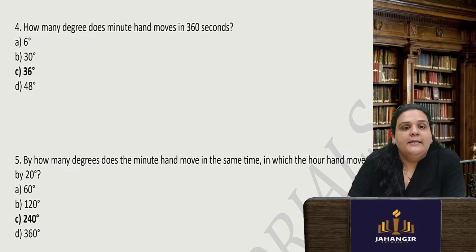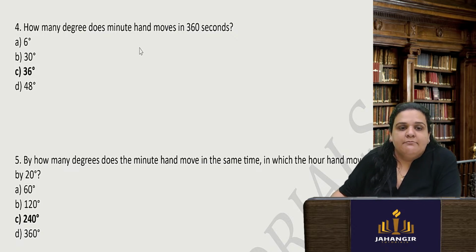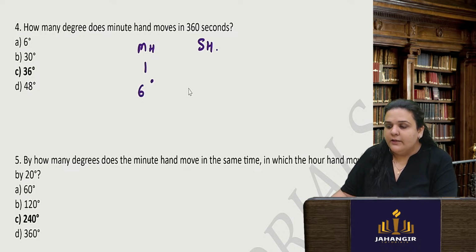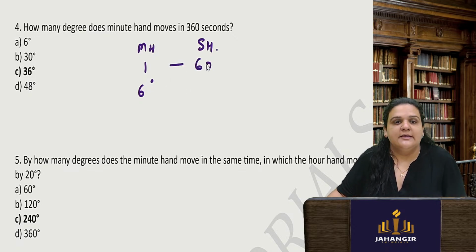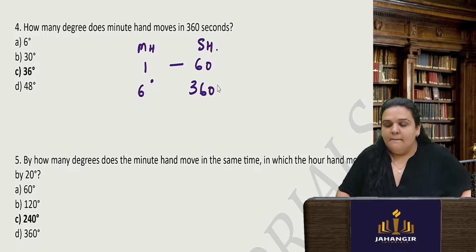How many degrees does the minute hand move in 360 seconds? Again, establishing a relationship between minute hands and second hands. In 1 minute, the minute hand is moving 6 degrees. Now 1 minute is nothing but 60 seconds. The second hand is going to move 360. Okay, 60 seconds and 360.